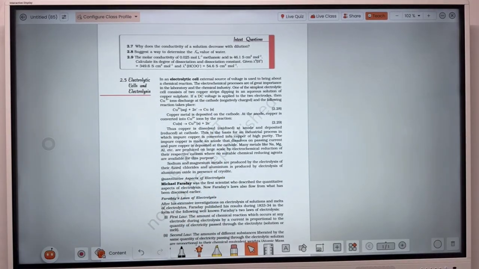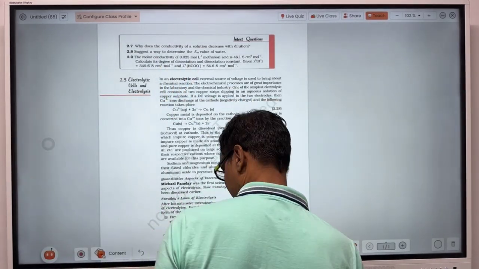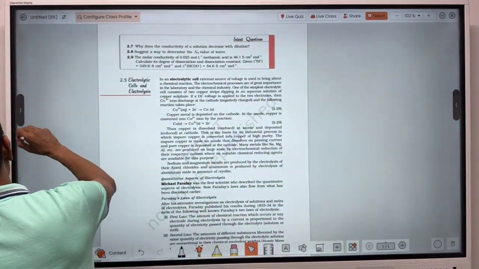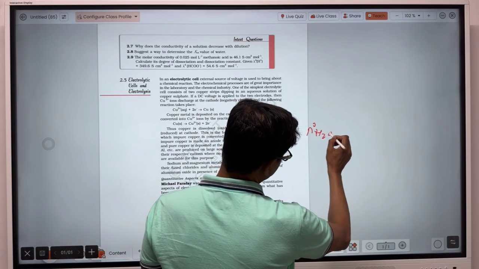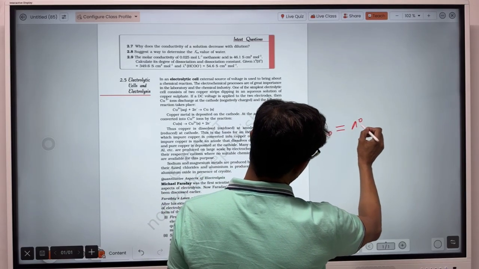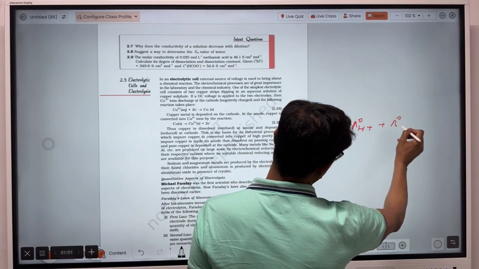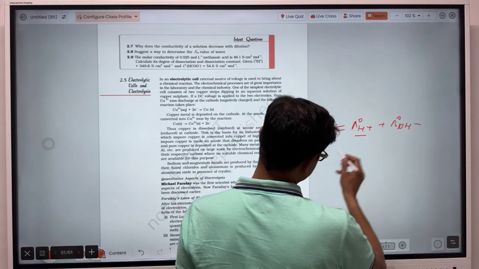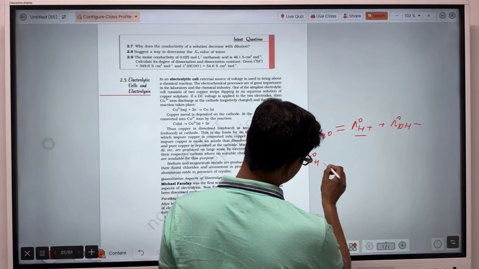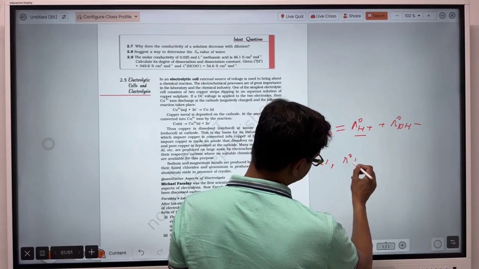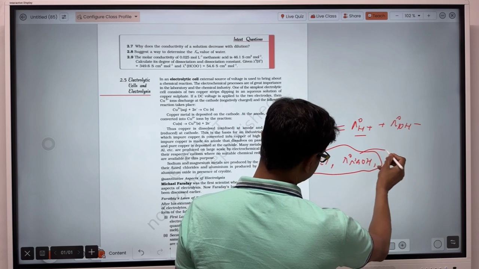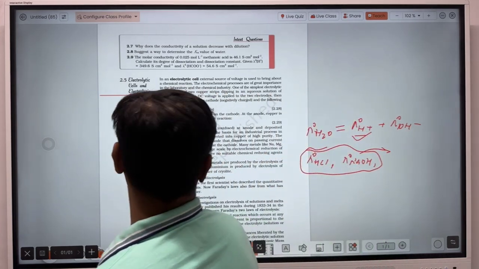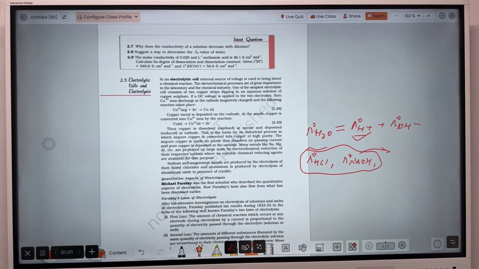Second one is suggest a way to determine lambda m value for water. For water, that means water will be here. How to calculate? So water is not a strong electrolyte. So lambda degree m for water will be equal to lambda degree m for H plus and lambda degree m for OH minus. So from acetic acid, that means lambda degree m with the help of HCl and with the help of NaOH, and like that other strong electrolytes. By taking this one, you can calculate the lambda degree m of water.